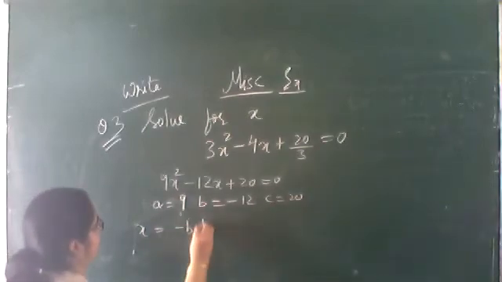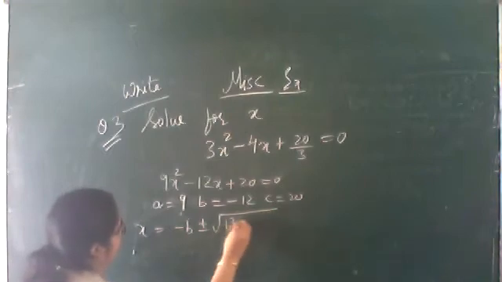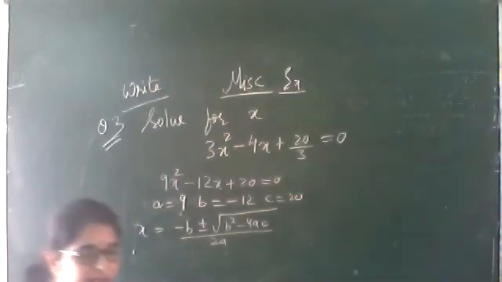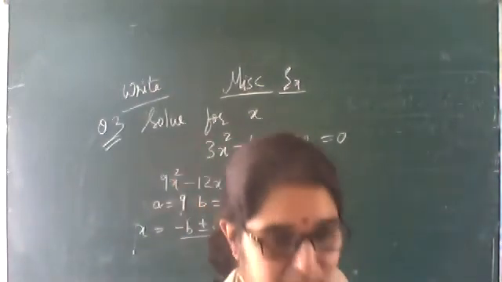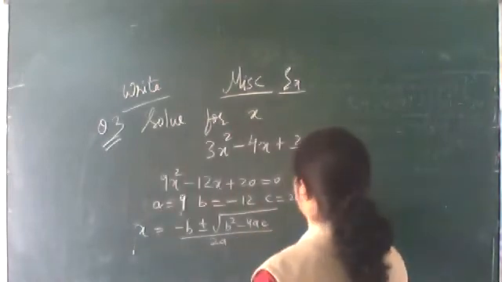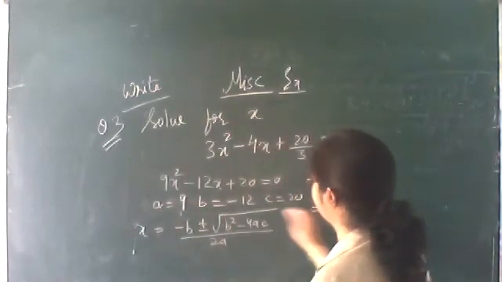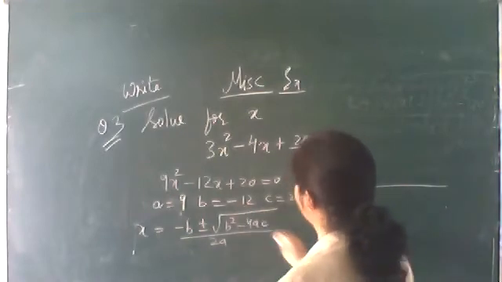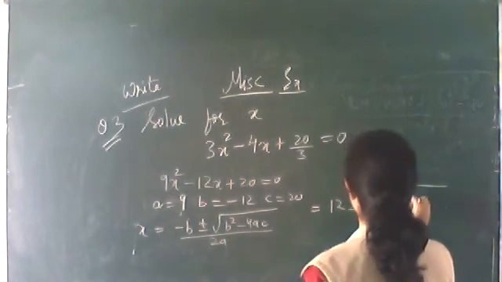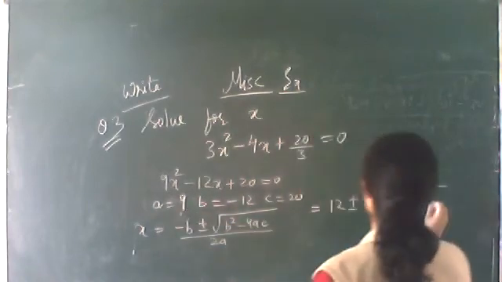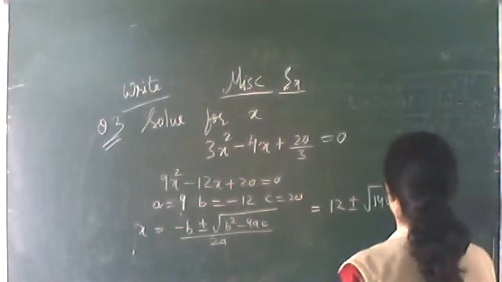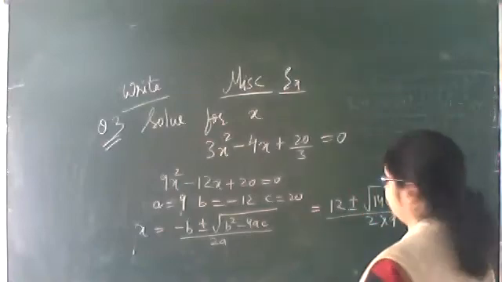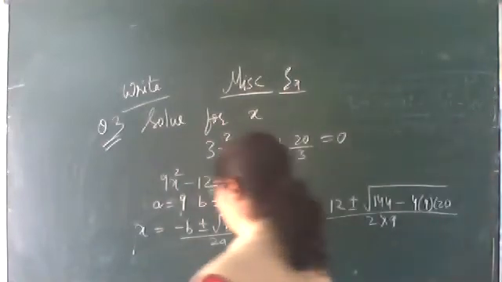x is equal to minus b plus minus under root of b square minus 4ac upon 2a. Clear? Now this can be written as: what is minus b? Minus of minus 12, that is plus 12, plus minus under root of b square, minus 12 whole square is 144, minus 4 times a is 9, c is 20, 9 into 20, upon 2 into a. a is what? 2 into 9. Clear? Now how can we write this?